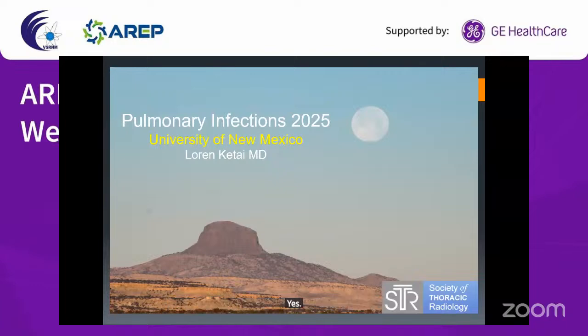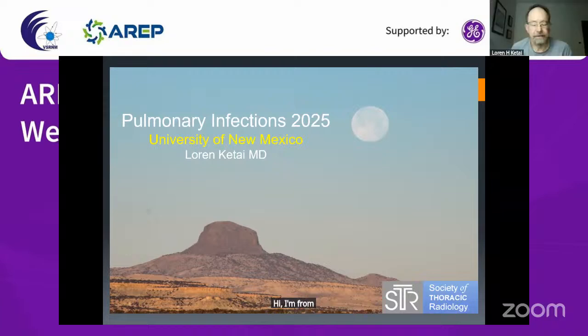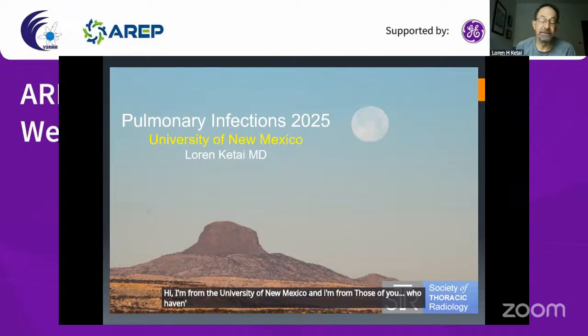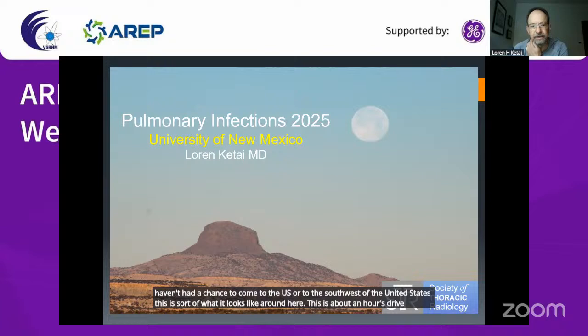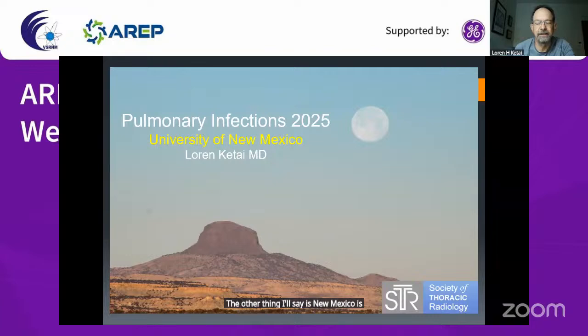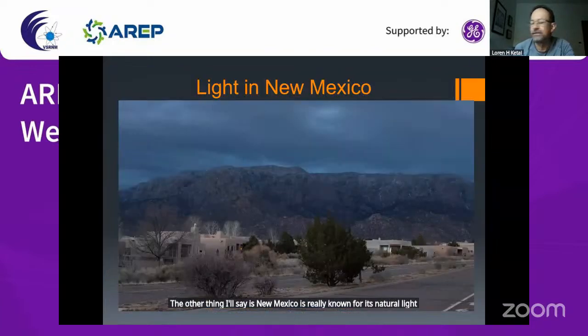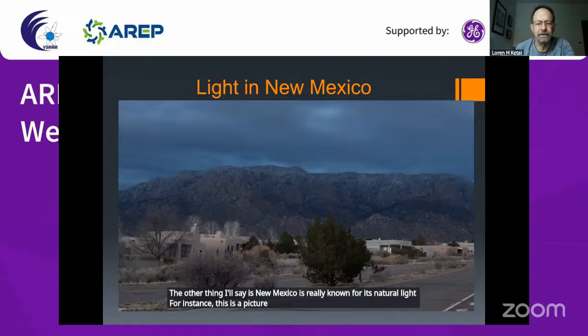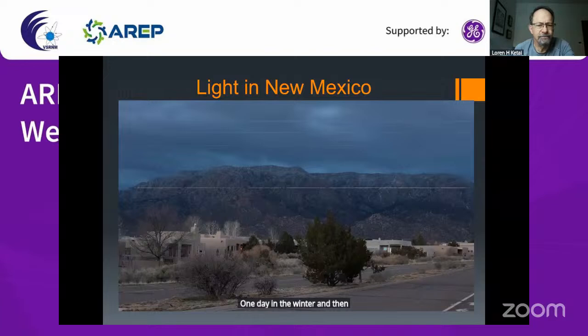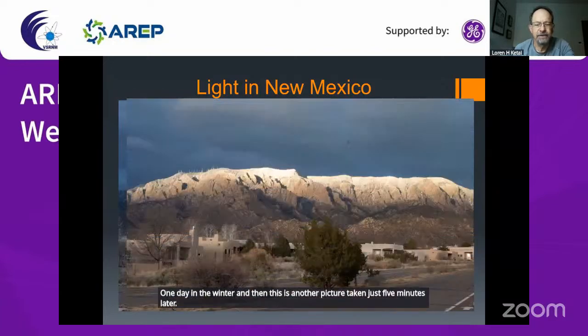Hi, I'm from the University of New Mexico, and those of you who haven't had a chance to come to the U.S. or to the Southwest of the United States, this is sort of what it looks like around here. This is about an hour's drive from my house, and the other thing I'll say is New Mexico is really known for its natural light. For instance, this is a picture outside my street one day in the winter, and then this is another picture taken just 5 minutes later when the light changed.